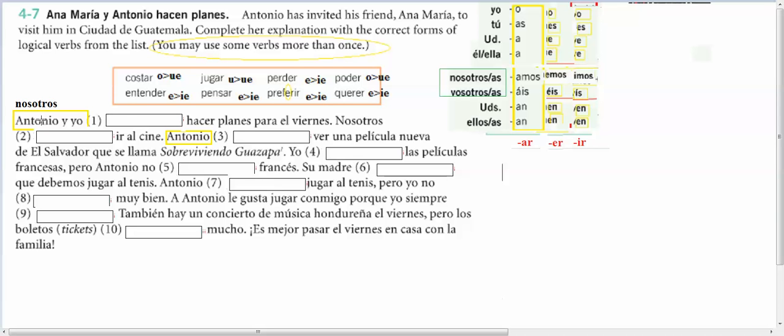So, in number 1, it says, "Antonio y yo blank hacer planes para el viernes." Some of these you could use more than one, but it's like Antonio and I, we want to make plans. We're thinking about making plans for Friday. So probably either would work. Let's just go with querer, we want.